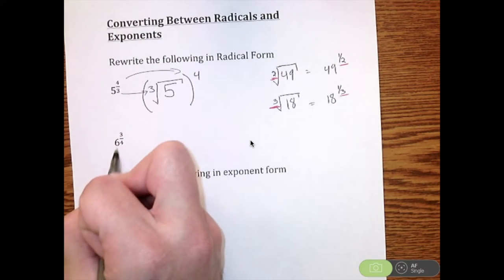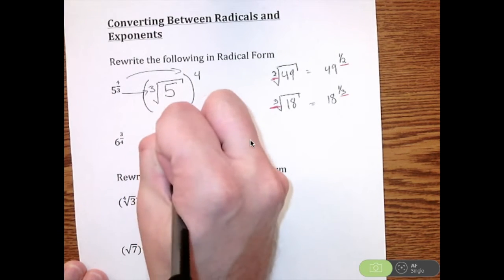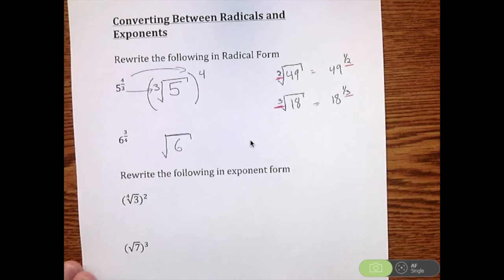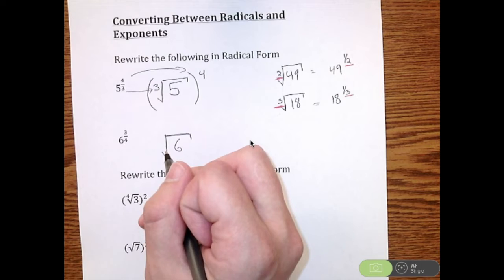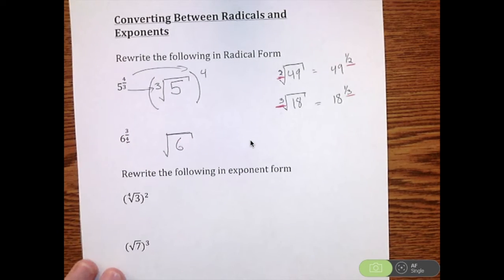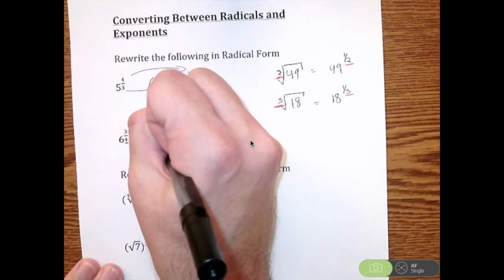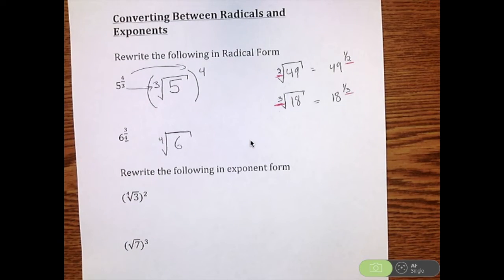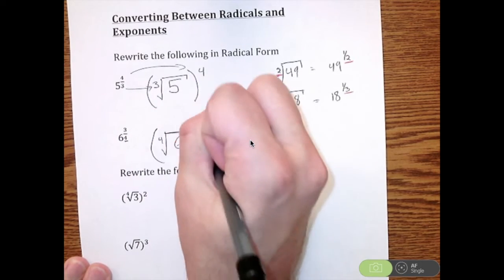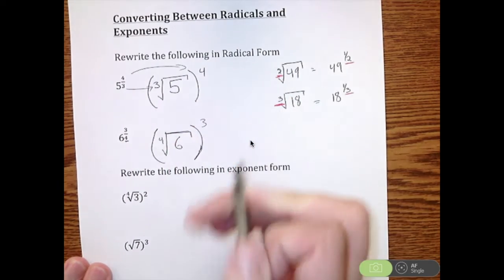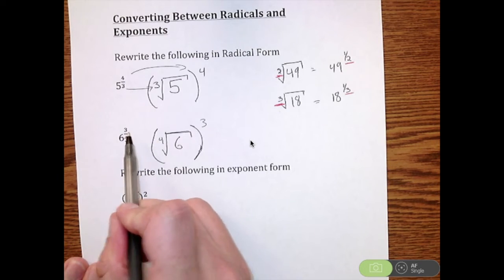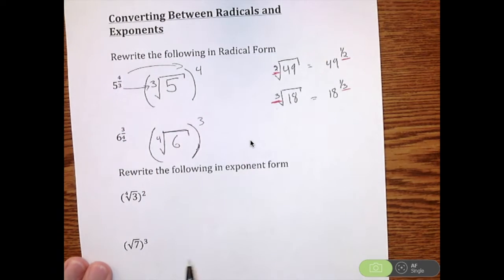Another example, 6 to the 3/4 power. Inside of my radical, I'm still going to have 6. Now I need to figure out what root this radical is. The denominator of that fraction is 4, so we're going to put a 4 here. The only thing left to do is figure out where that 3 goes, and that's going to go on the outside. Again, for the visual people, the 4 on the bottom is the 4th root, and the 3 is up top.